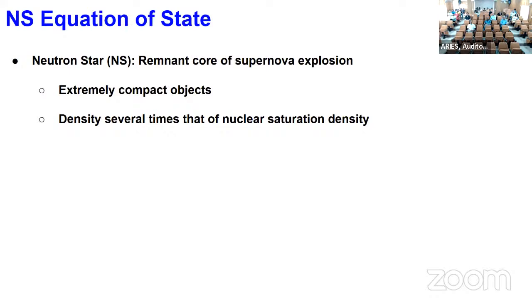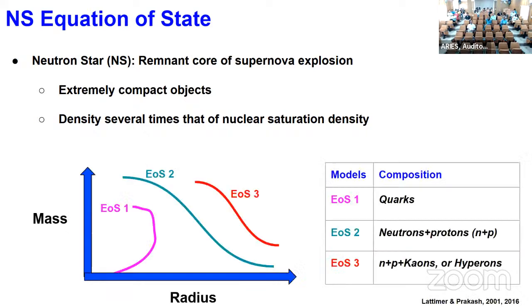So yeah, neutron stars form when an intermediate mass star is running out of its fuel, and there's a supernova, and it's what's left over at the core. These are extremely compact objects. Their density could be several times that of nuclear saturation density, which makes them perfect non-terrestrial laboratories, as these are called, to understand how matter could be behaving at such extreme pressures and densities.